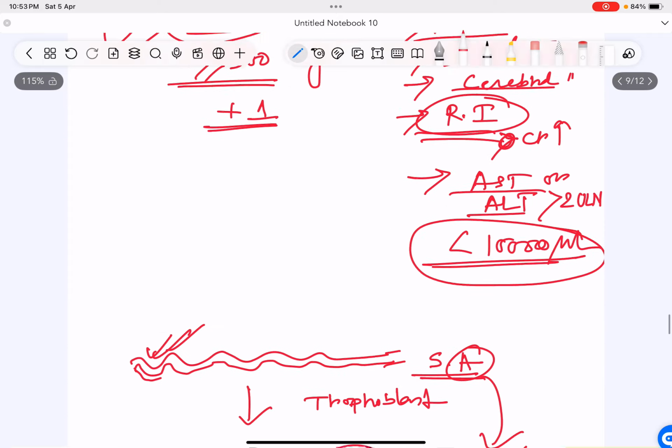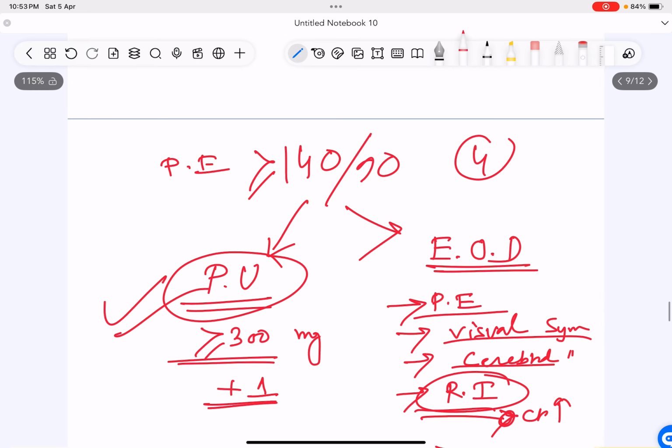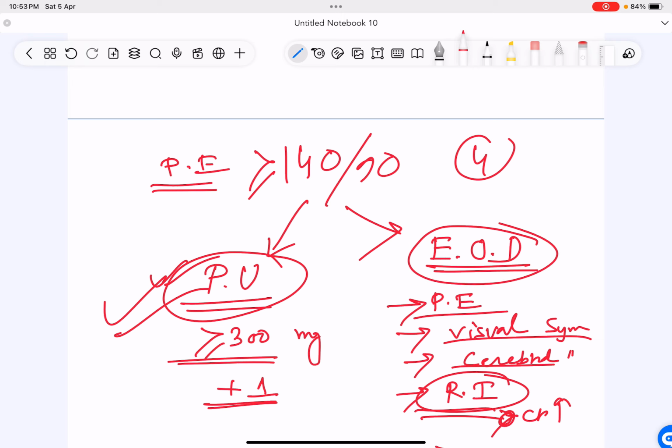Now I was telling you about diagnosis of preeclampsia with proteinuria, without proteinuria, that is with end organ damage.